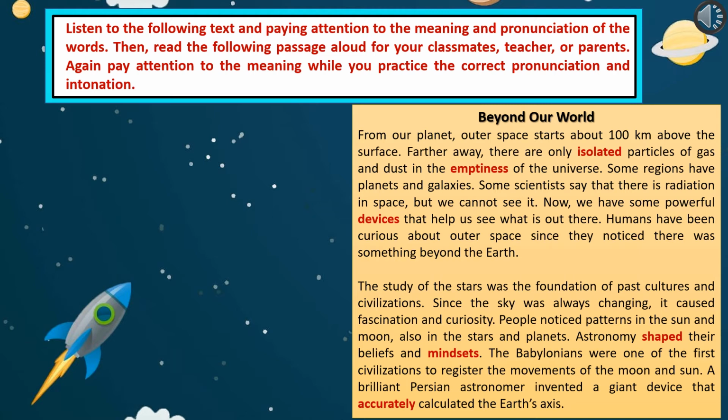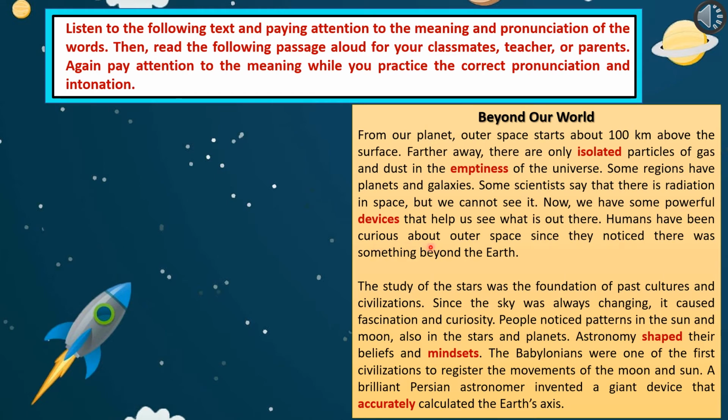Beyond our world. From our planet, outer space starts about 100 kilometers above the surface. Farther away, there are only isolated particles of gas and dust in the emptiness of the universe. Some regions have planets and galaxies. Some scientists say that there is a radiation in space, but we cannot see it. Now we have some powerful devices that help us see what is out there.